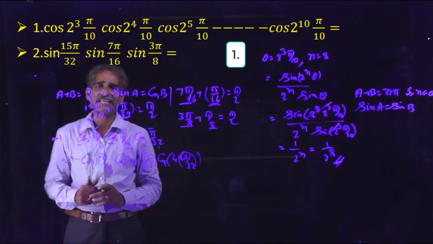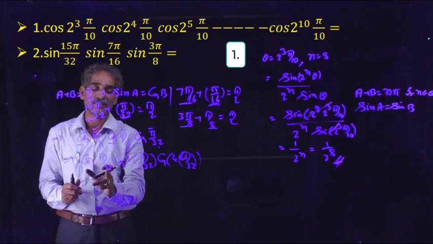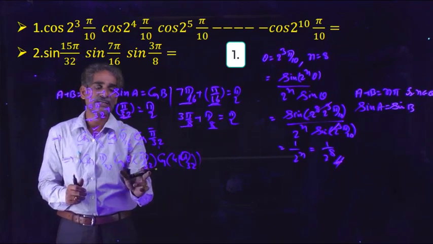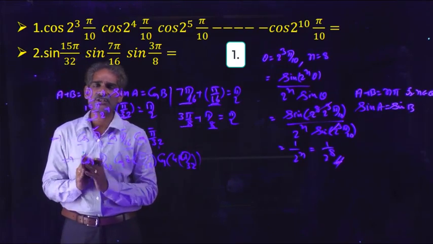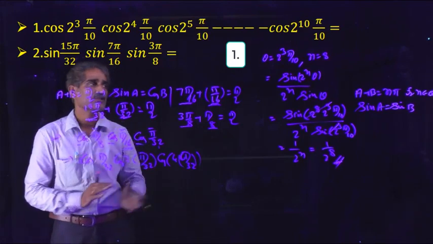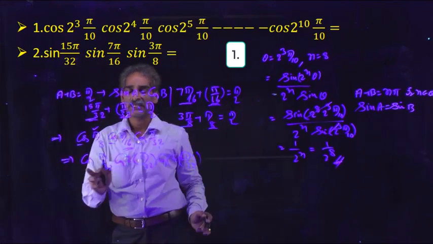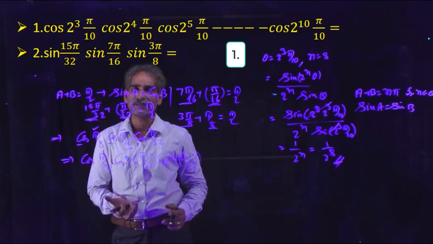Here observe the angles: theta, 2 theta, 4 theta. The angles are in GP and the functions are cos, so you can apply the same formula. Here the number of terms n is 3, and theta is pi by 32.